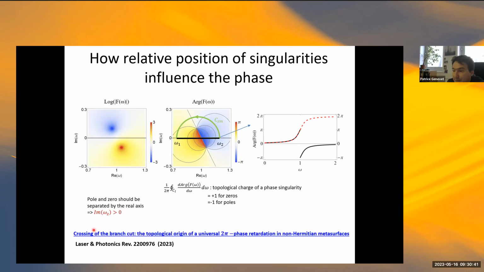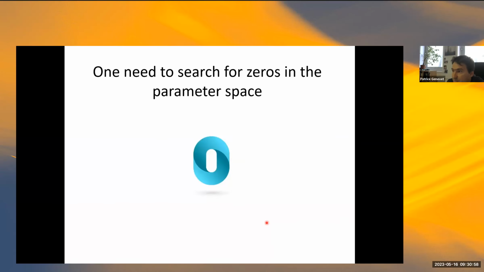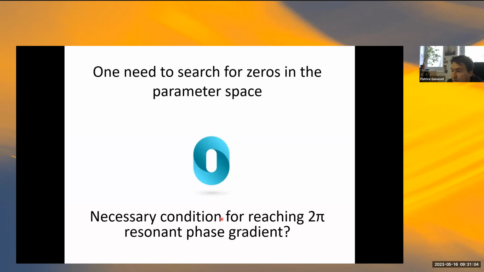But you already see here that if you want to design a metasurface or nanophotonic system using resonant phase, you need to be in the regime for which the zero associated to the coefficient with which you are going to modulate your wavefront has to have a positive imaginary part. So for the design of metasurfaces, what you have to do is search in the parameter space for singularities, zeros, that will help you reach a resonant condition for 2 pi phase.